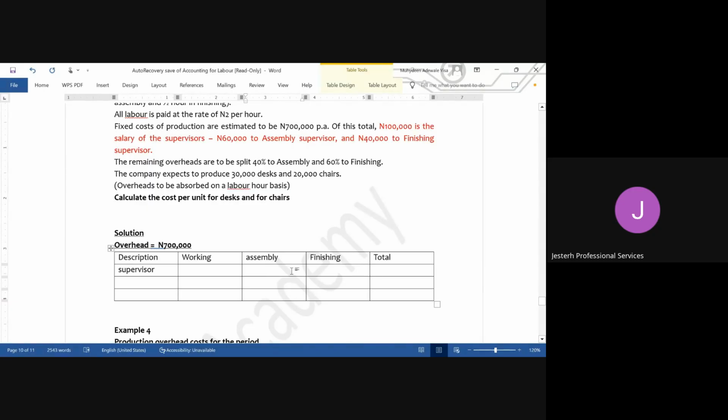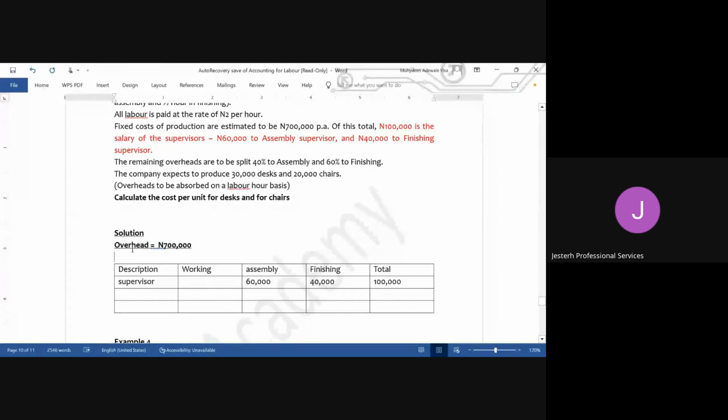So now 60,000 naira goes to the Department of Assembly, while 40,000 naira goes to, what is it called? The Finish Department. So it means this 100,000 naira has been allocated. Now, to be on the safer side, because we are still seeing 700,000 here, you just say supervisor 100,000.